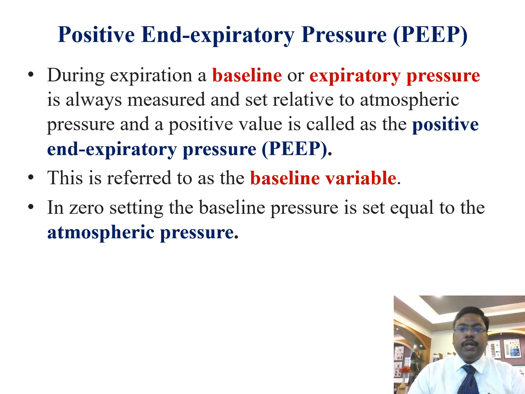Positive end expiratory pressure, PEEP. During expiration, a baseline or expiratory pressure is always measured and set relative to atmospheric pressure, and a positive value is called as the positive end expiratory pressure. This is referred to as a baseline variable. In zero setting, the baseline pressure is set equal to the atmospheric pressure.